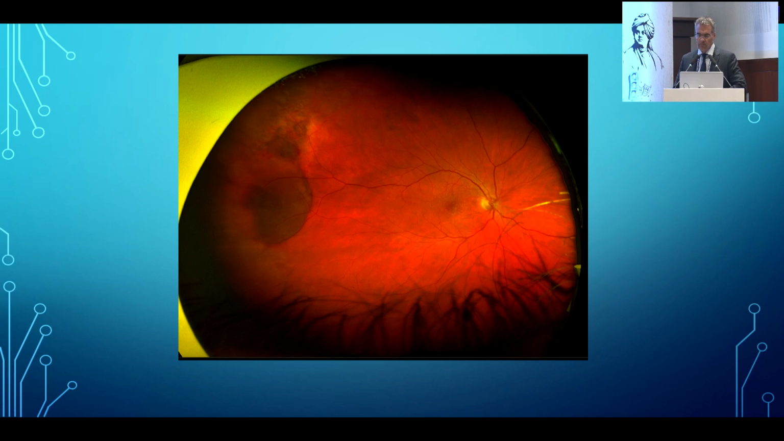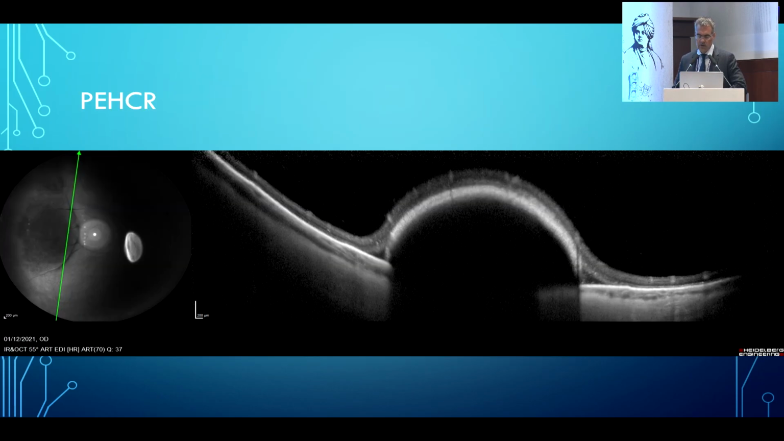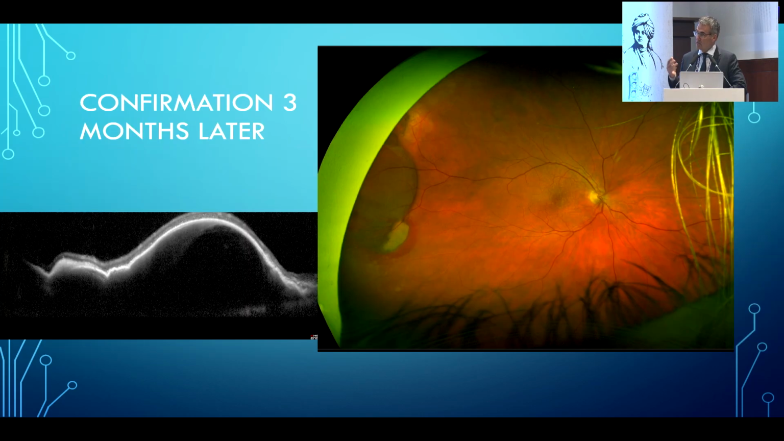So here's another lump in the peripheral retina, as someone mentioned, well imaged with Optos. We do an OCT through it, and it shows a large pigment epithelial detachment, which of course suggests a peripheral exudative chorioretinopathy. And this was confirmed, multimodal imaging again, with shrinkage both on OCT and photos some 3 months later.